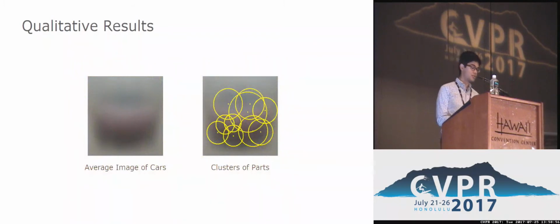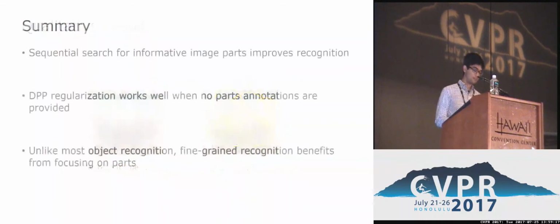For the Stanford Cars, we don't have annotations of the parts, so we just look at the average image of all the cars, and then we can cluster the parts and see what the parts are. And it turns out that the parts are more or less in a good location for the cars. The dot is the mean, and the circle is the standard deviation.